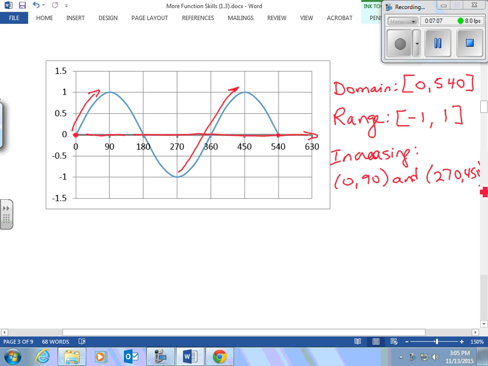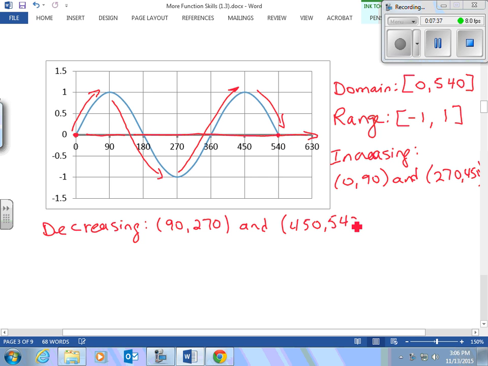Okay, and then we can look at our decreasing, and we can see that the function is decreasing here and again here. So we have a decreasing interval from 90 to 270, and we have a decreasing interval again from 450 to 540.